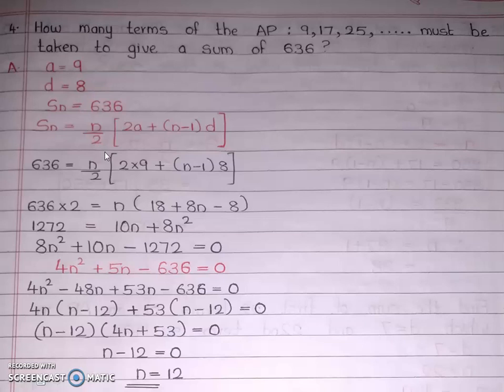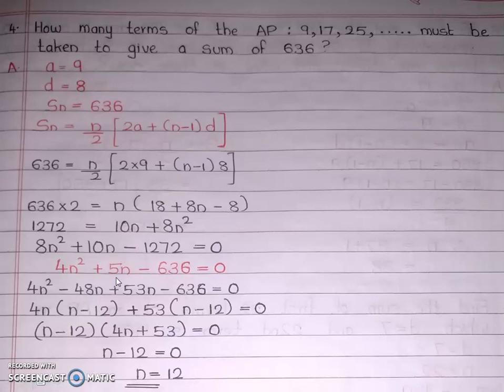Here as you see, n is the unknown quantity. It is sure that you will get a quadratic equation to solve. So after substituting the known quantities in this formula, you will get a quadratic equation of 4n square plus 5n minus 636 equal to 0. Students, please don't make any careless mistakes in substituting. Okay, then here I am using splitting the middle term.